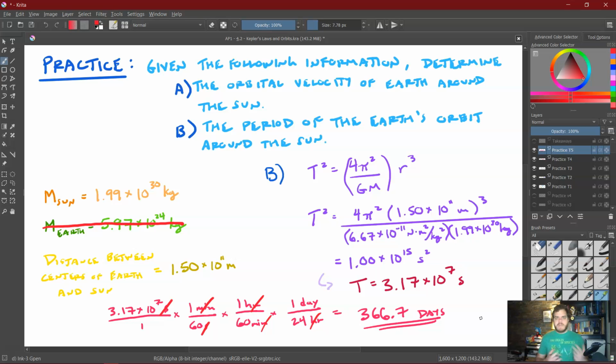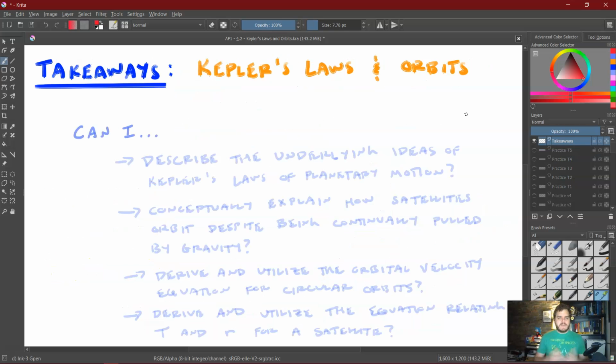Now you'll notice the number is not exact, and part of the reason is that this was for a circular orbit, and Earth's orbit, while very circular, is not quite circular. It is in fact elliptical, so we should have a little bit of a discrepancy. That's okay. So what are the main takeaways for this lesson on Kepler's laws and orbits? Well, one, can we describe the underlying ideas of Kepler's laws of planetary motion? That planets orbit around the sun in ellipses, that they move faster when they're closer to the sun, and if they're farther away, it takes them more time to go around.